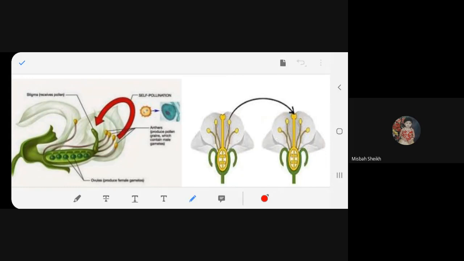So again, I repeat, how many flowers in this? One. How many flowers in this? Two. Okay? So self, one; cross, two. Any problem regarding this slide? No, ma'am.